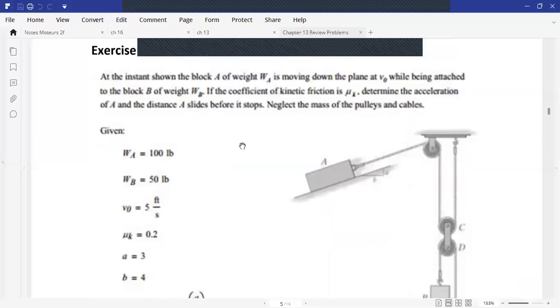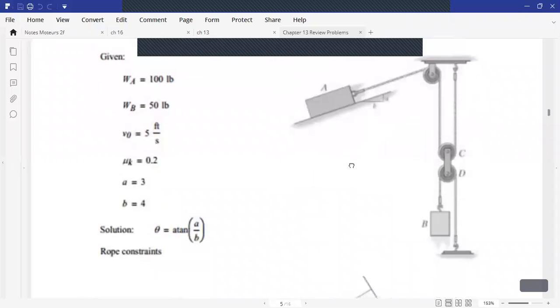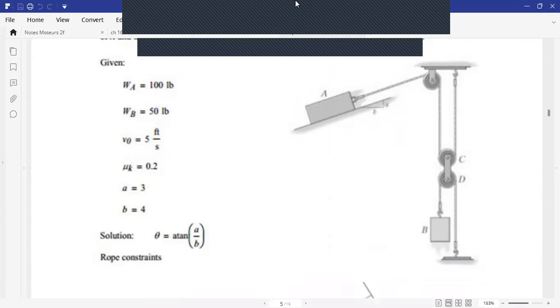So here we want to find what is the acceleration of A and what is the distance it will slide before it stops. Okay, so let us look at our problem here. We have several pulleys and we have two blocks. So first, can you tell me how many coordinates do we need?